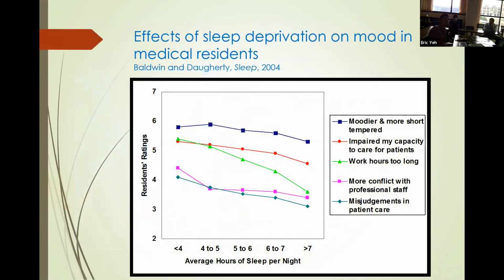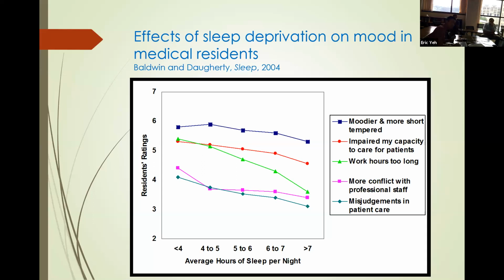Next, the effects of sleep deprivation on mood in medical students, a study from back in 2004. I found this very interesting: average hours of sleep per night, and of course more conflict with medical professionals, where a lower rating is worse. Misjudgment on patient care and hours of work too long, but they were moodier and more short-tempered regardless of their sleep, it's all about the same. I guess it's just the idea of being a resident.